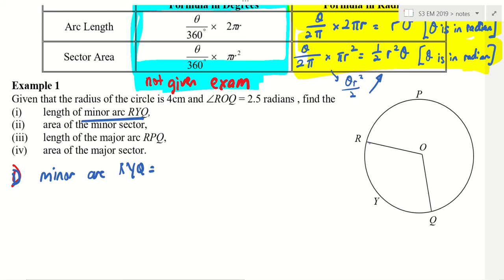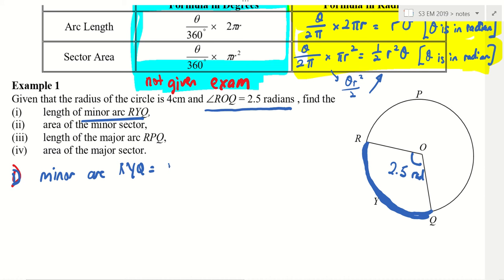Now R Y Q. If I want to find this arc length, Mingyuan, which angle do I use? The minor angle or the bigger angle? The minor, the small angle. Then it says here ROQ is 2.5 radian. What does it mean? This is 2.5 radian. Like that.